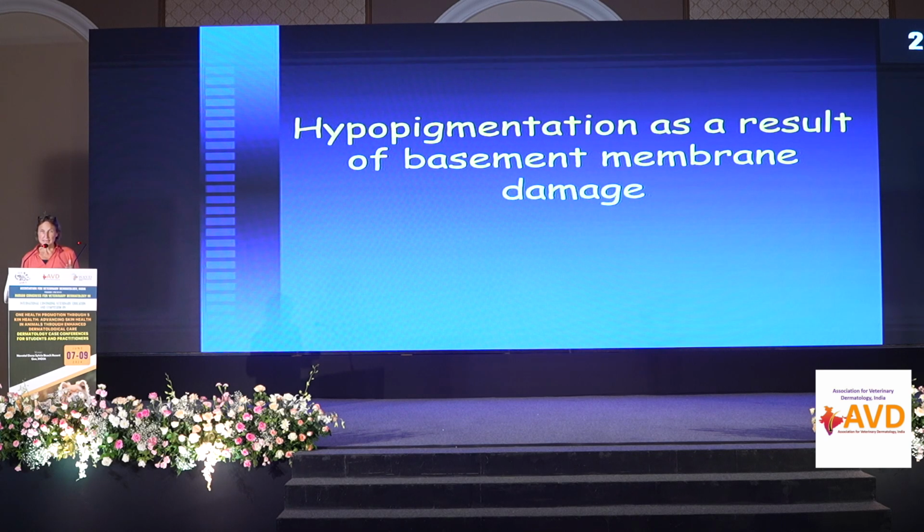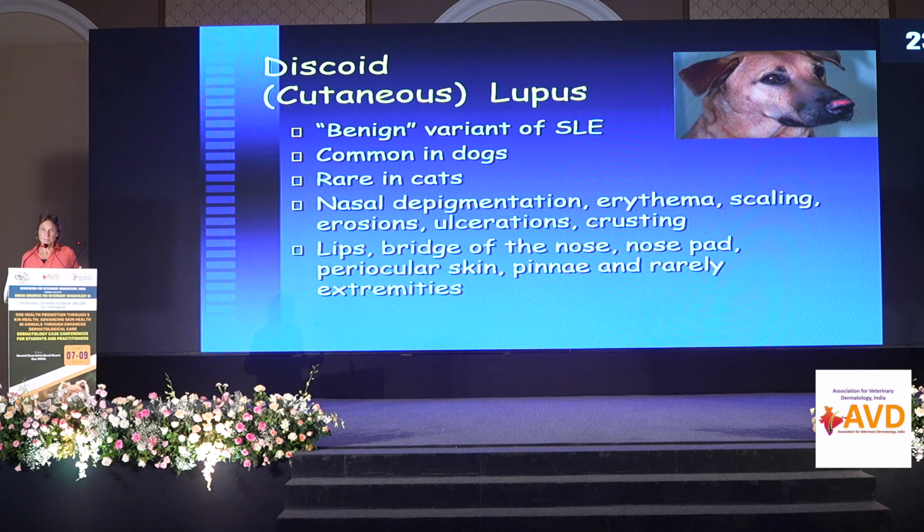Now, like I said at the beginning, melanocytes sit on the basement membrane. So you can have hypopigmentation through different mechanisms. Anytime there's damage to the basement membrane, you have hypopigmentation or depigmentation as a side effect. So it's not a direct attack on the melanocyte, it's an attack on the basement membrane. So what are the possible diseases that do that? Discoid lupus is the first one that comes to mind.